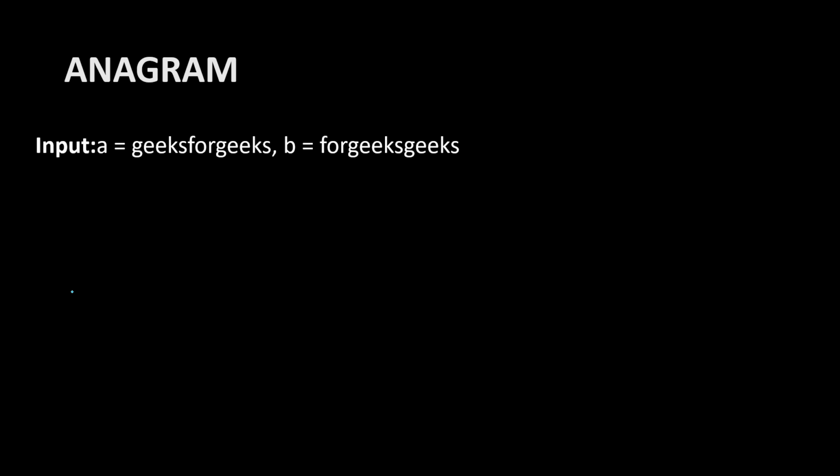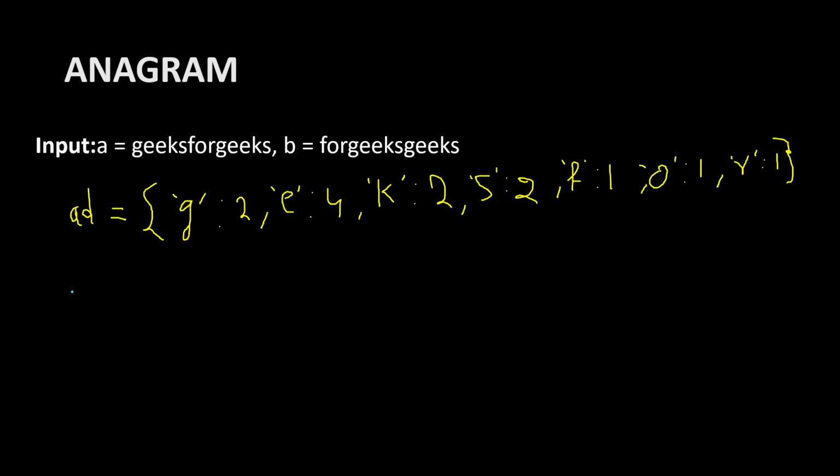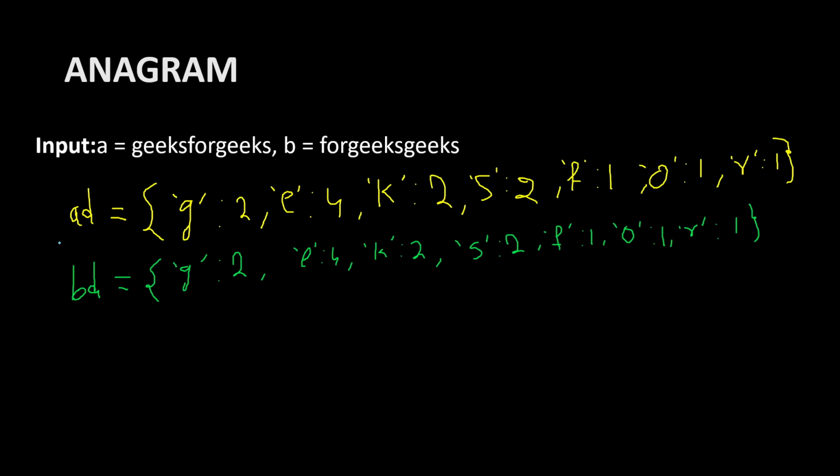Okay, now let's see by adding those to dictionaries. The A string has been added to an AD dictionary, and the B string has been added to a BD dictionary. After adding, you can see G is 2, E is 4, K is 2, S is 2, F is 1, O is 1, R is 1. And it is the same for the other string variable also.